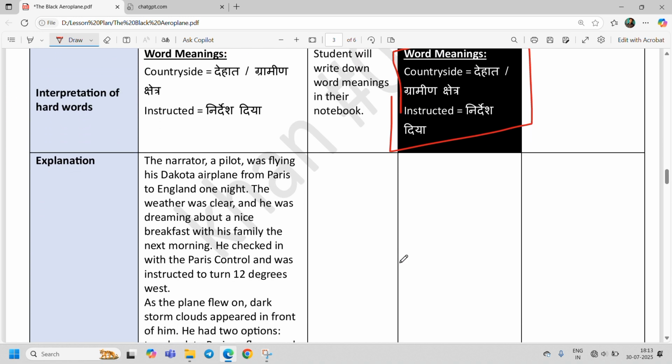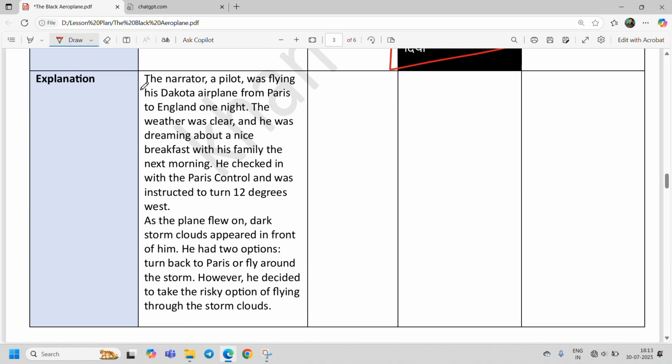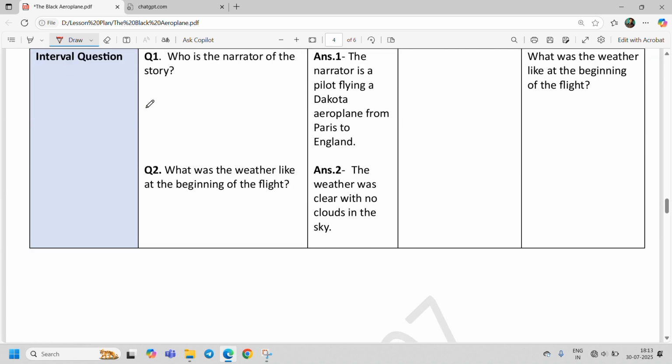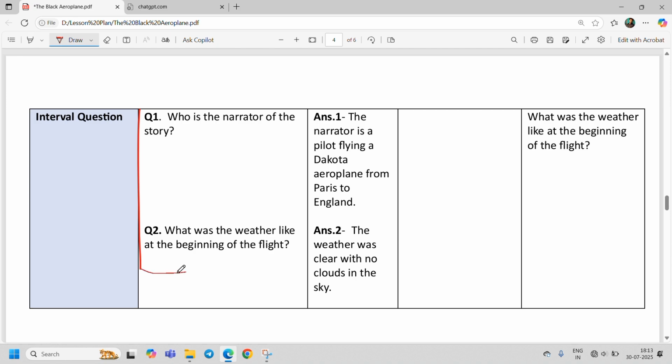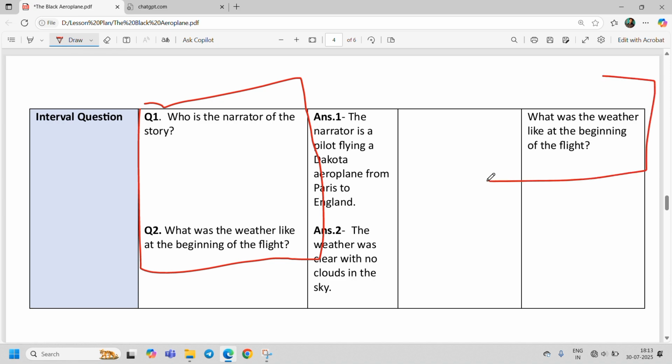This is the explanation of the topic. After explaining, you write the interval question. Okay. In interval question, you can take one or two questions. It is enough. And along with interval question, you have to write the question in the expected evaluation of expected learning outcome.